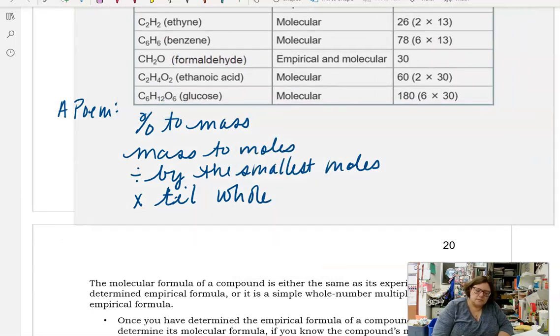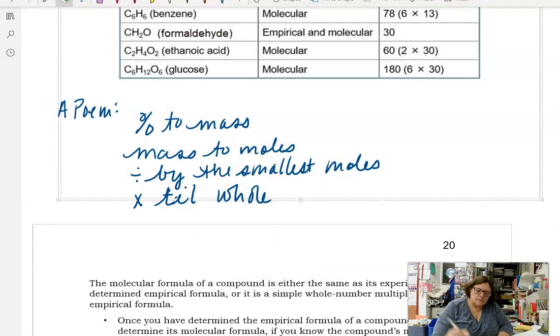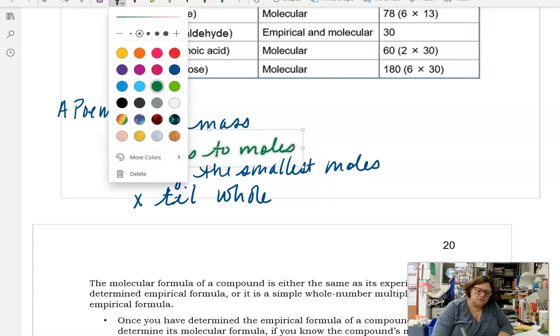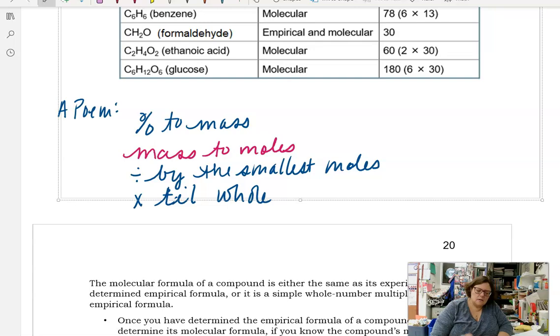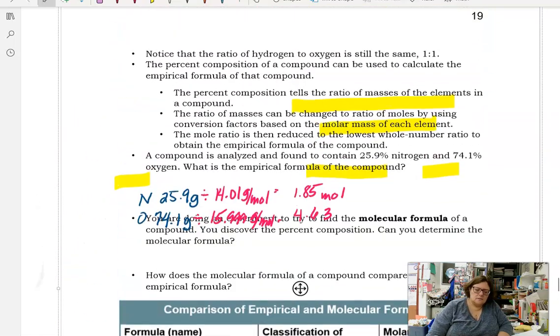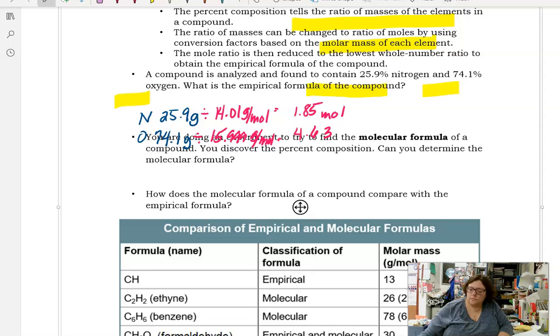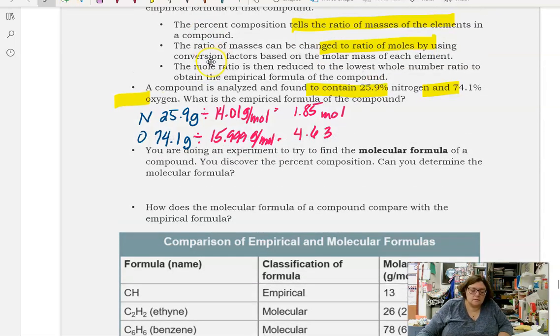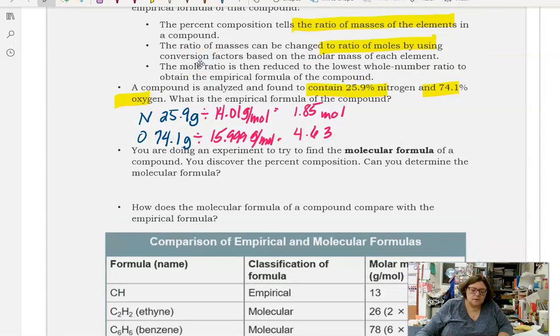Now mass, I'm going to change that to red so it matches. And now I'm going to use a new color. I'm going to use green. I move the whole page. Fun with Mrs. Bush and technology.